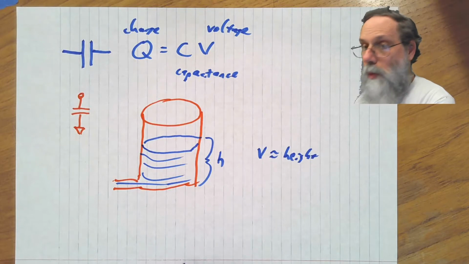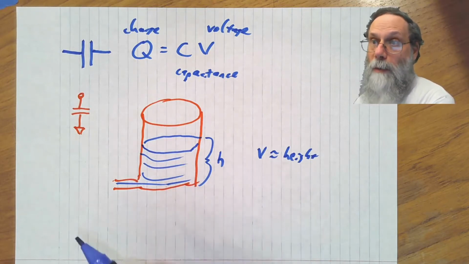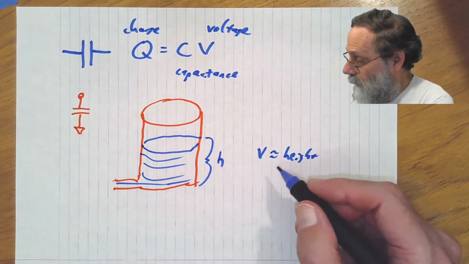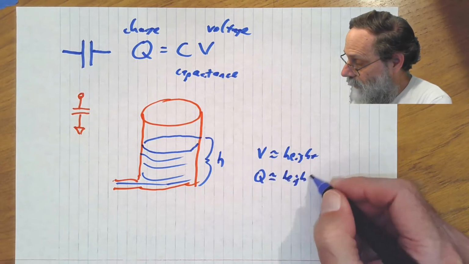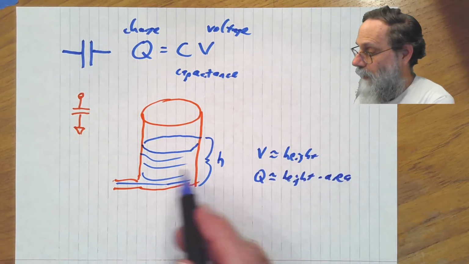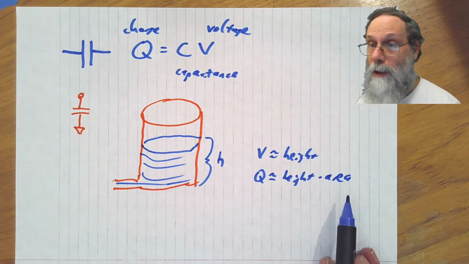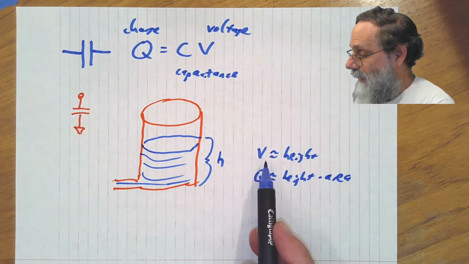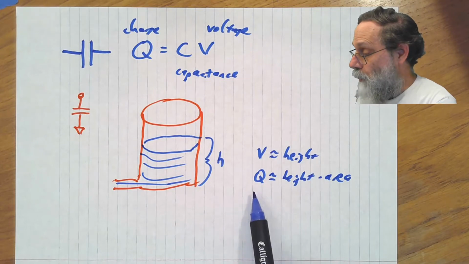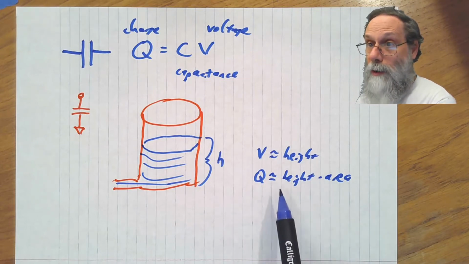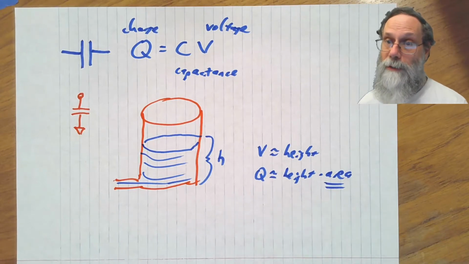All right, what about charge? Well, the charge corresponds to how much total volume we have, which is Q, and that corresponds to the height times the cross-sectional area of this tank. That's the volume of water. So we've got this analogy here where voltage corresponds to the height of the water in the tank, the charge corresponds to the total amount of water, and the capacitance corresponds to the cross-sectional area of the tank.